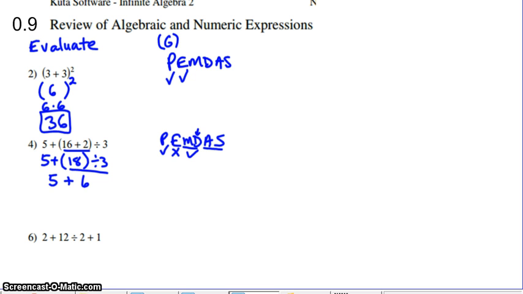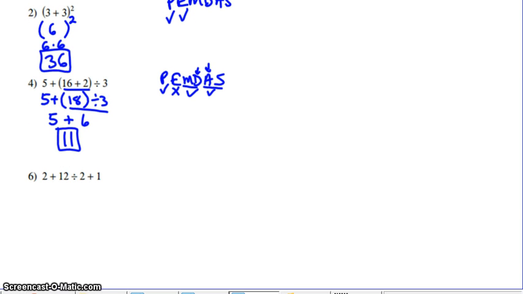Now I can move on to my addition and subtraction. I just have addition. 5 plus 6 is 11. Alright, number 6, order of operations again.